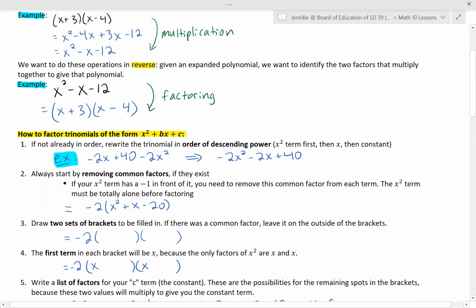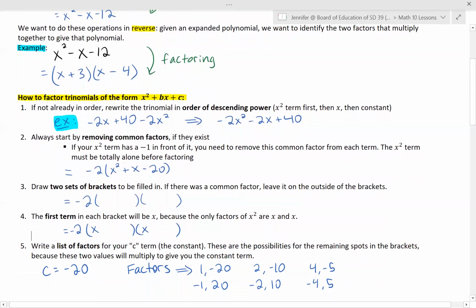What goes next in each bracket is a little more complicated. You have to write a list of factors for your c term or the constant term. These are the possibilities for the remaining spots in the brackets because these 2 values will multiply to give you the constant term. So we're looking for this term times this term. Whatever those numbers are going to be, they have to multiply to give our c term or the constant that's on its own.